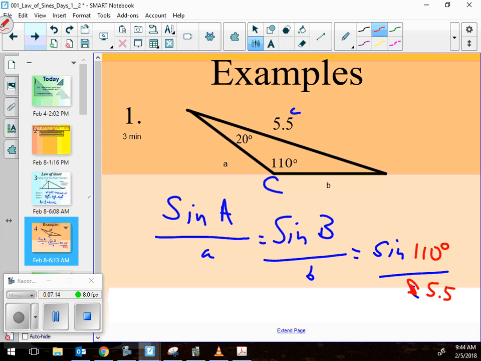Equals, well, what other angle do we have? We already used up this, and we used up this. See what we got left there? Is that angle A or angle B? Big A or big B? Has to be big B because it's across from little b, so it must be big B. So big B is 20. So I'm going to put it right here. Sine of 20.